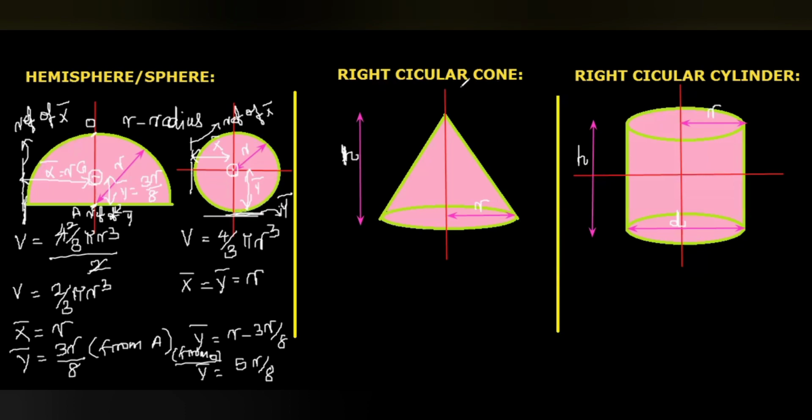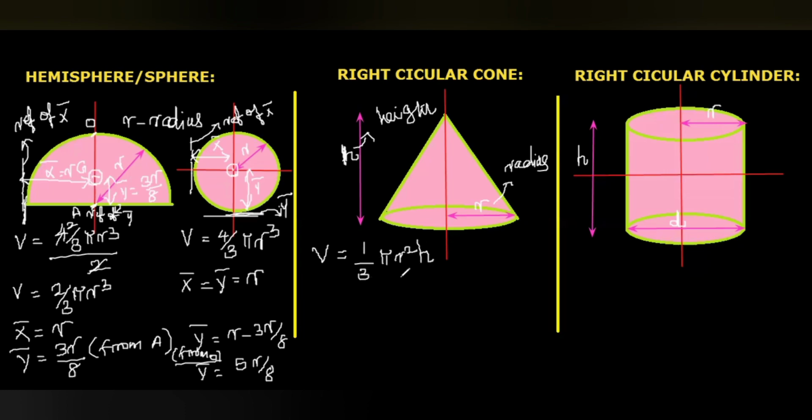Then right circular cone, the volume of the cone. Here it has the height h, r is the radius. This one is height and this one, that is radius. Okay. Volume of the right circular cone is 1/3 of the volume of cylinder. So that is 1 by 3 pi r square h, where pi r square h is the volume of cylinder. It is 1/3 of the volume of cylinder.